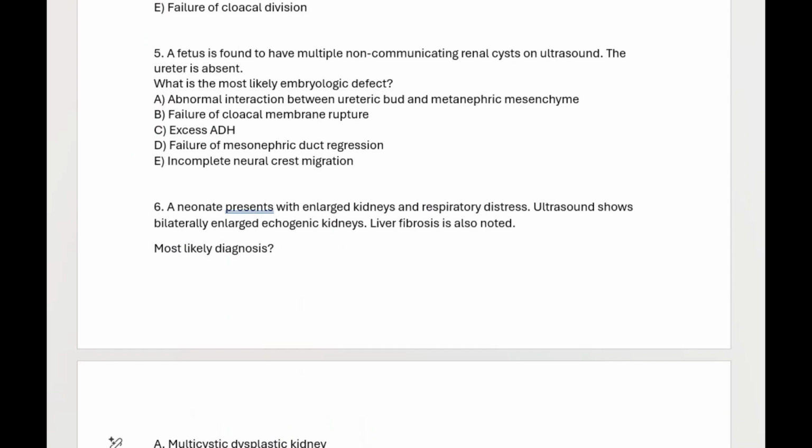Next question. A fetus is found to have multiple non-communicating renal cysts on ultrasound. The ureter is absent. What is the most likely embryologic defect? So the most likely embryologic defect in this patient is that, remember, this patient has what? Multicystic kidney disease, right? And what's causing this is that even though you form the ureteric bud, the ureteric bud does not interact with what? With the metanephric mesenchyme. So because of that, the kidney does not form properly. So the best answer there would be A. Abnormal interaction between ureteric bud and metanephric mesenchyme.